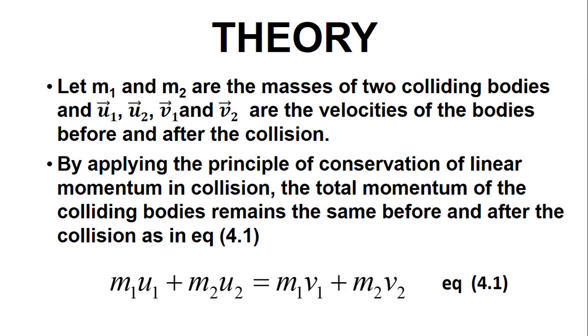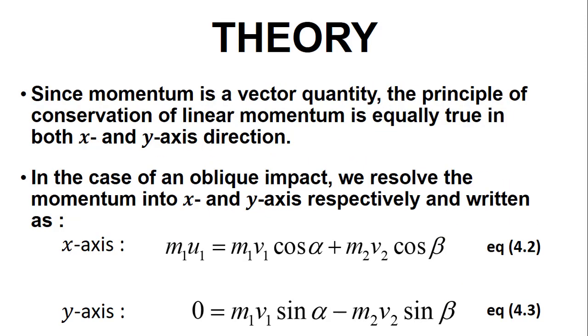Let m1 and m2 be the masses of the two colliding bodies, and u1, u2, v1 and v2 be the velocities of the bodies before and after the collision. By applying the principle of conservation of linear momentum in collision, the total momentum of the colliding bodies remains the same before and after the collision, as shown in equation 4.1.